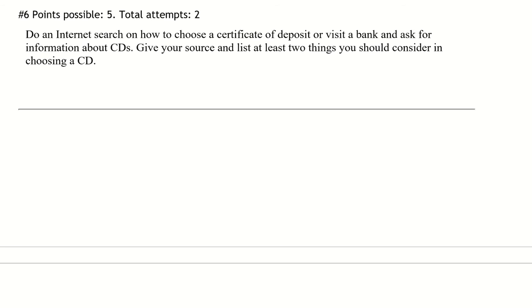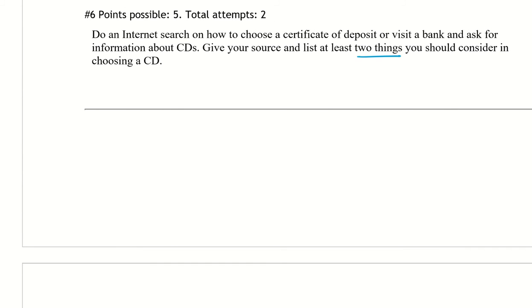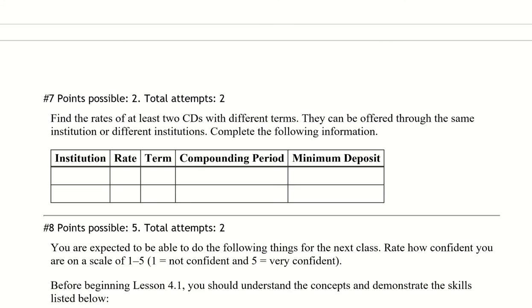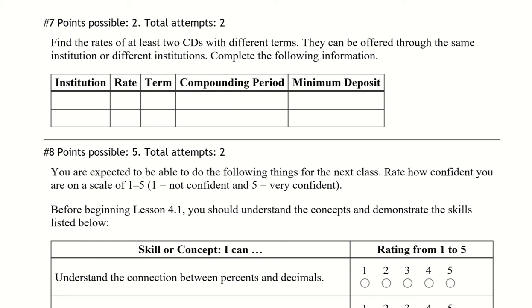So now it's going to ask you to research CDs. And what are 2 things you would consider when picking a CD? And then you're going to look up 2 different CDs, and find institution, rate, term, compounding period, minimum deposit. So you're researching those facts at a website, whichever website you choose.